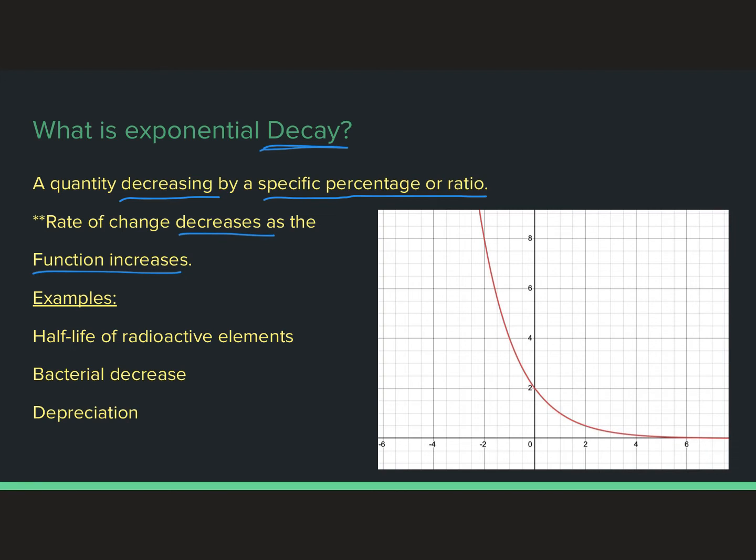Some examples of things that would have this type of exponential decay are the half-life of radioactive elements, bacterial decrease, and depreciation. That's when the values of things go down every year, like the value of a car or a cell phone.